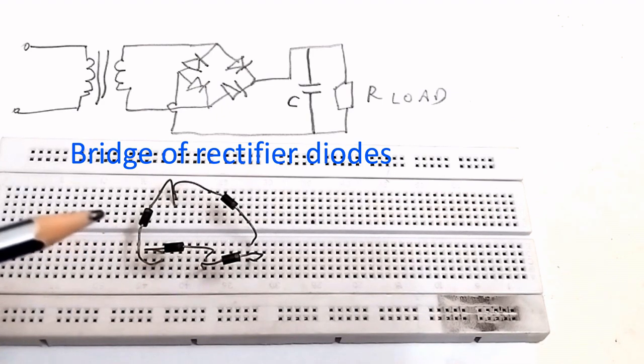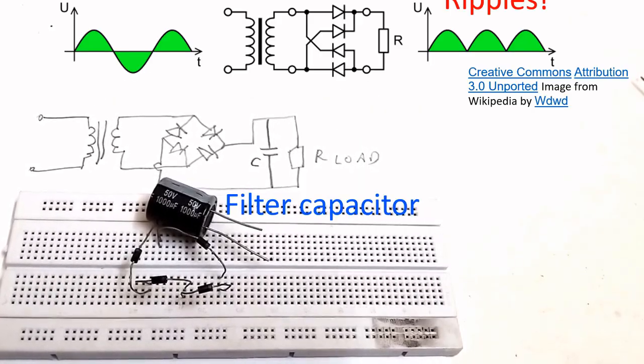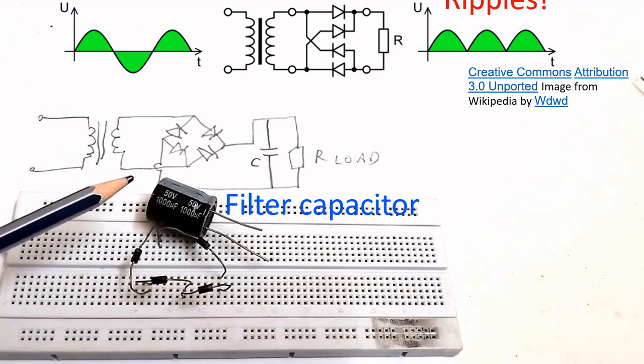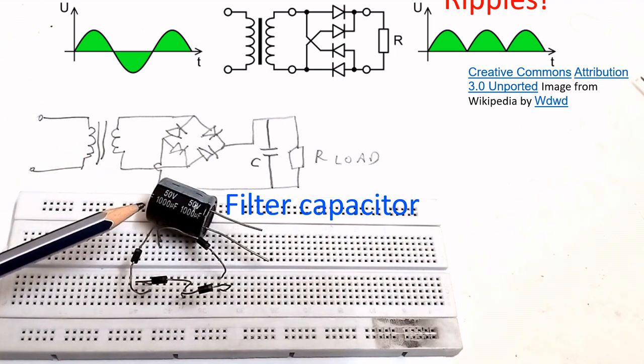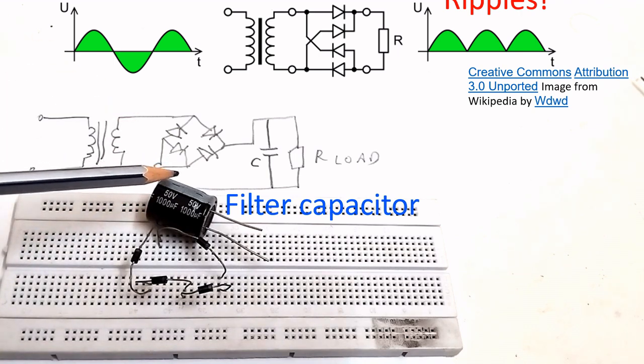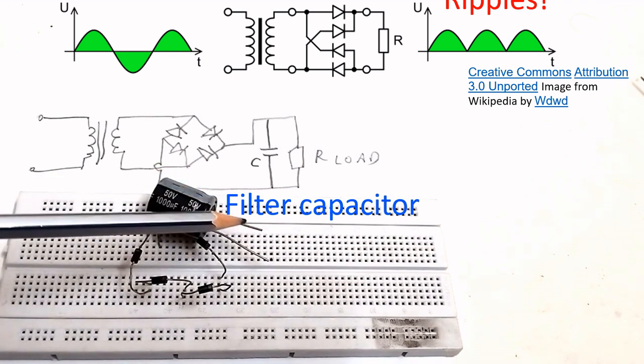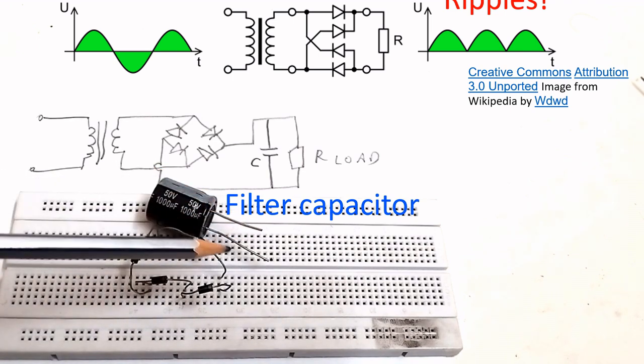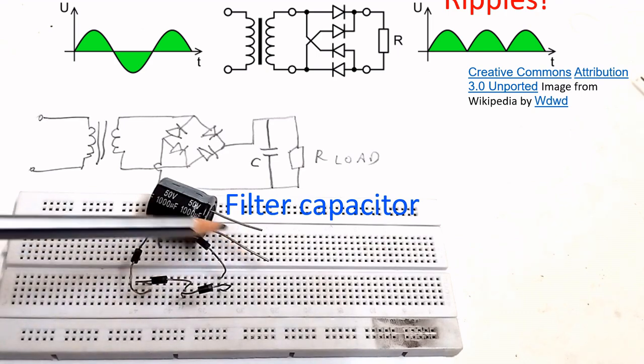Now I need a high value filter capacitor to smoothen out the ripples in the rectified DC. So here I have a 1000 microfarad capacitor. The working voltage is 50 volts, which is well above the 12 volt power supply which I am planning to make. And this being an electrolytic capacitor, you have to think about the polarity. This is the negative part with a shorter pin, and a longer pin for the positive one.